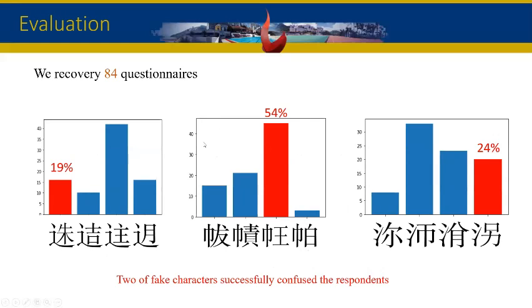We recovered 84 questionnaires in total. The result is shown in the following bar charts. Only 9% and 24% of people picked the correct one in Group A and Group C. So we can see that 2 of 3 fake characters successfully confused the respondents, which shows a great performance of our model.